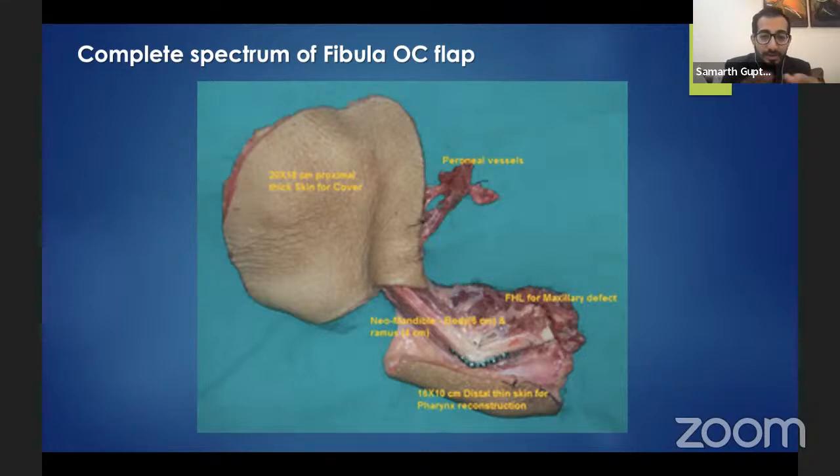You can see the peroneal vessels going towards the neomandible. Neomandible is nothing but the reconstructed part of the fibula shaped into the mandible form. You can also see the skin cover, the skin paddle. In this, there are two skin covers. You can see the upper one, which is the bigger one, and the lower one, the distal skin, for the reconstruction of the inner and outer table.